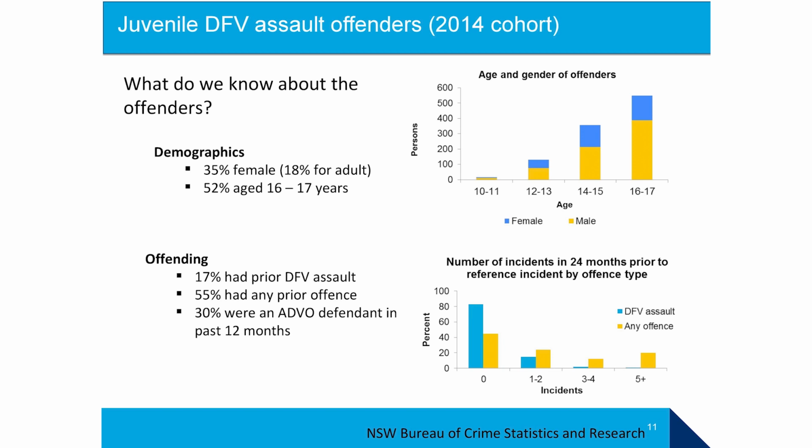We also found that 30% of this cohort had an apprehended domestic violence order against them in the past 12 months prior to this incident. So it looks like there is a level of underreporting because only 17% had been proceeded against for a domestic assault, but far more actually had an AVO against them.